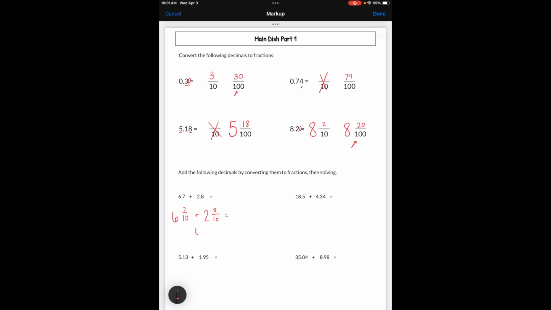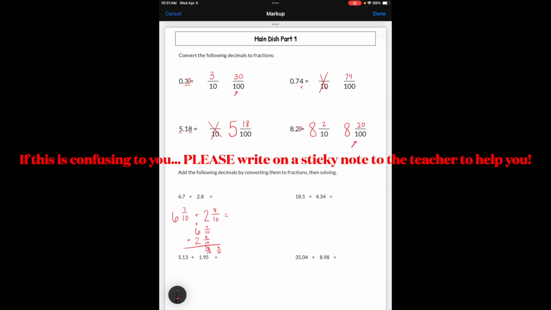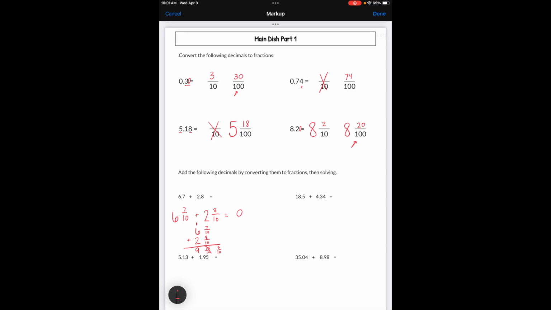When I add mixed numbers, I stack and I add up the fractions units first. So this would get me to 15/10. That's improper. I'm going to pull out a whole and add it over here. 1 plus 6 plus 2 then is 9. So finally, 9 and 5/10 is my final fraction answer. Let's do the same thing over here.